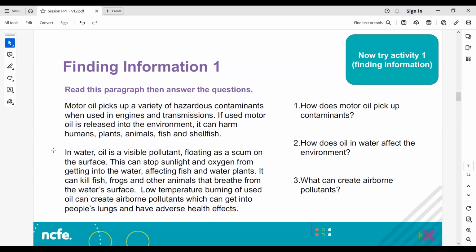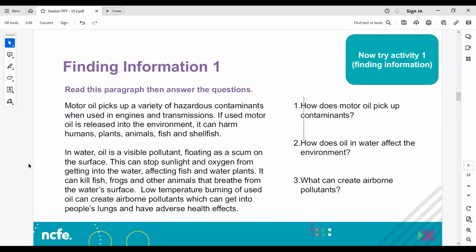So can anyone see where oil is used, and we can also find the answer to that question? Oil is used as a visible pollutant. Excellent, yes. So what does it do to the water?